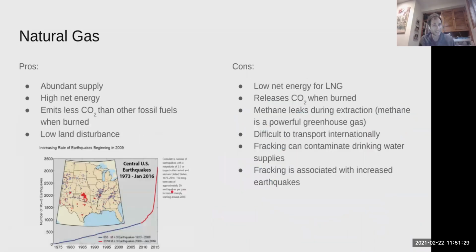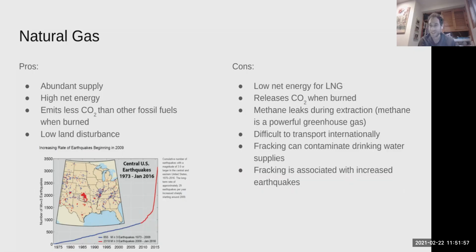So for natural gas, our pros: we got a big supply of it. It has high net energy. We're very good at extracting it. It emits less CO2 than other fossil fuels when burned. If we had to compare all the three fossil fuels, coal, oil, and natural gas, in terms of CO2 emissions, natural gas is the best one. And fracking has pretty low land disturbance.